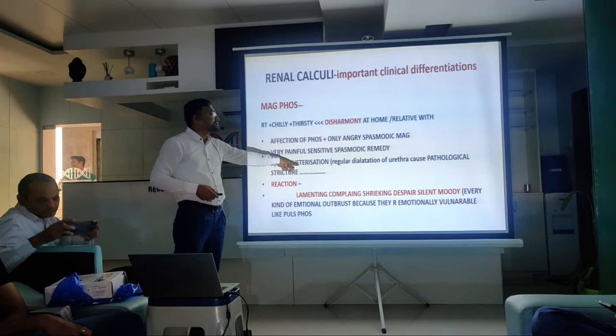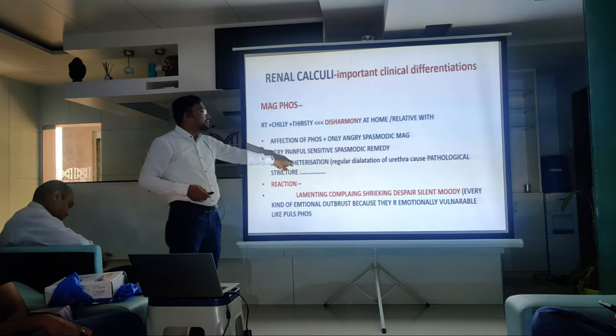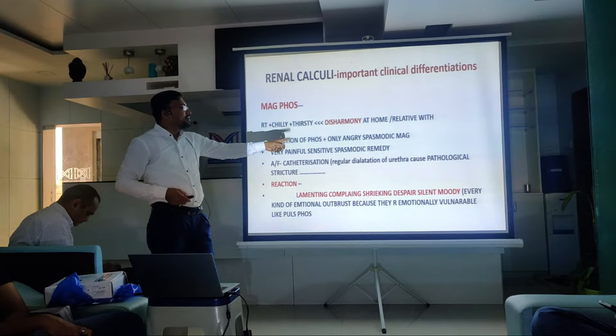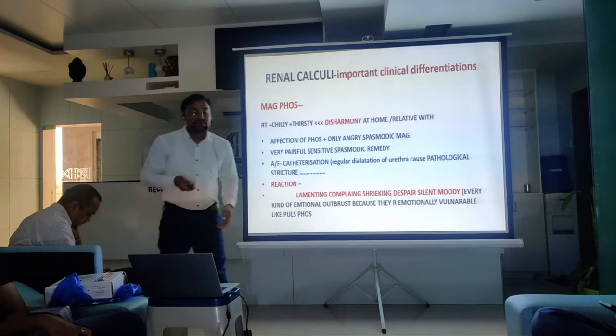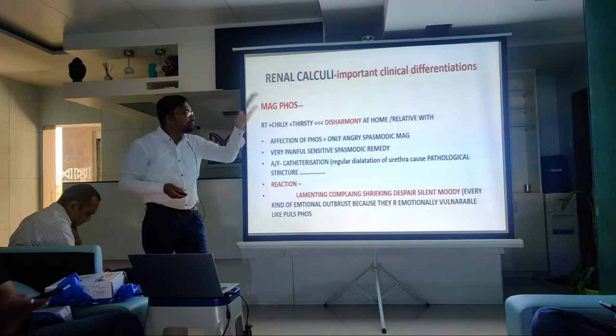Ailments from catheterization, right? So regular dilatation of urethra causes pathological stricture. Right, very common. So this is coming from body to mind.